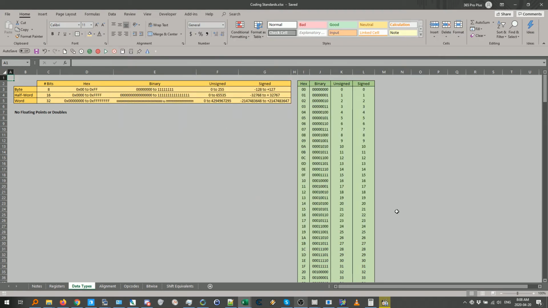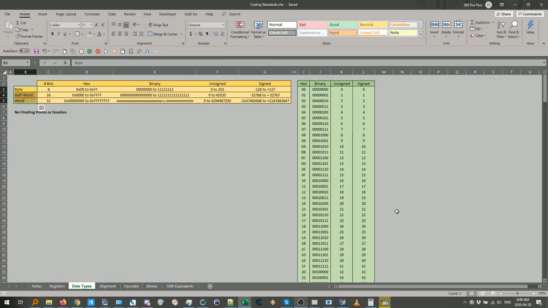Let's get on with the data types in the MIPS R3000 architecture. So there are only three types of data really. There's the byte, the half word, and the word. And they all double in size, essentially. So nothing too complicated to understand here.